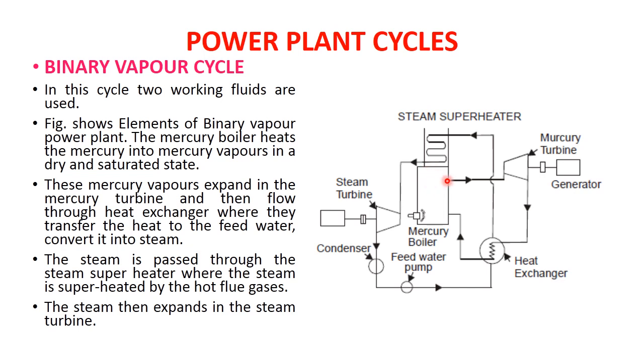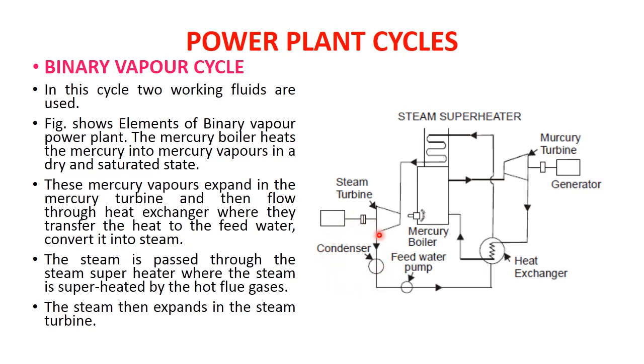From this, as the density of the mercury vapors will be less, the mercury vapors will be accumulated here, and from this point they will be taken away to this mercury turbine, and then it is connected to the generator. But at the same time you will see that the steam turbine will also be there. Then again the steam will be generated, and it will be sent to the system.